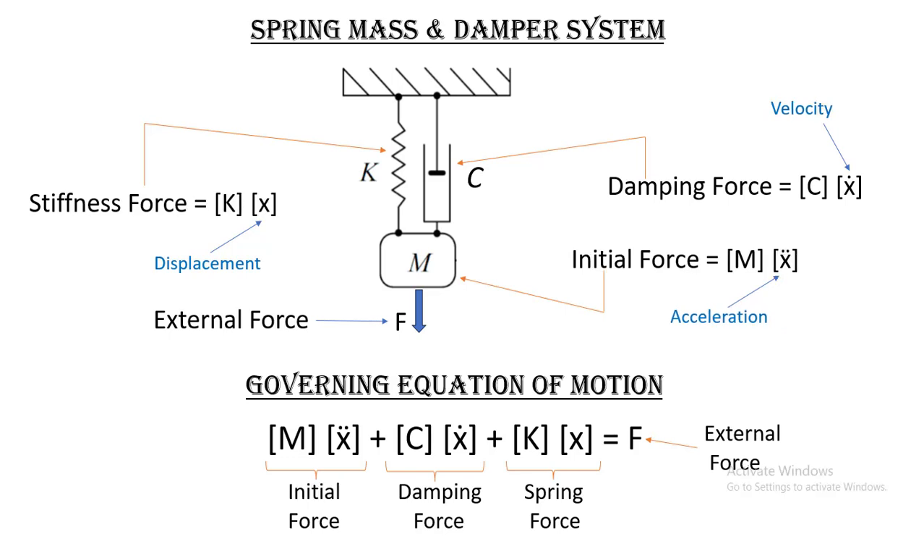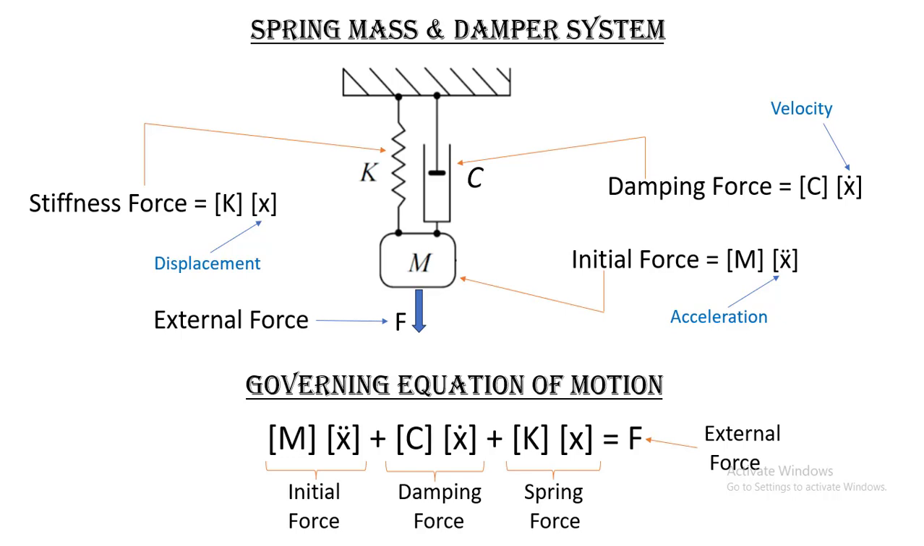For a thorough understanding of the static and dynamic analysis, we need to understand the governing equation of motion. For that, we have a spring mass and damper system. The mass m is suspended by a spring of stiffness k and a damper of damping coefficient c. The external force F is applied on the mass, which will displace the mass m in the downward direction. The internal resistance force to vibrate mass m with acceleration x double dot is known as the inertial force.